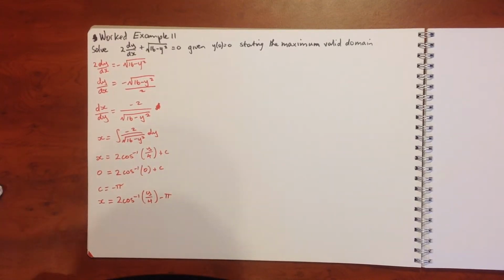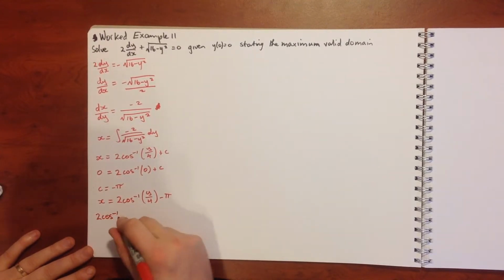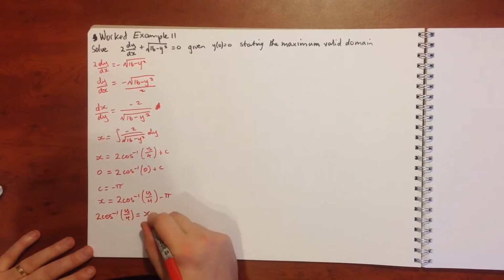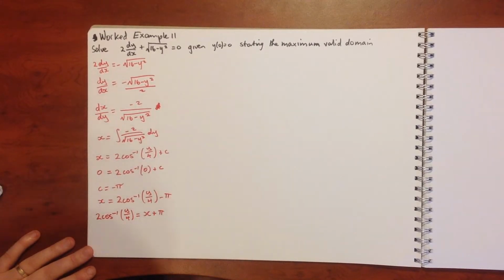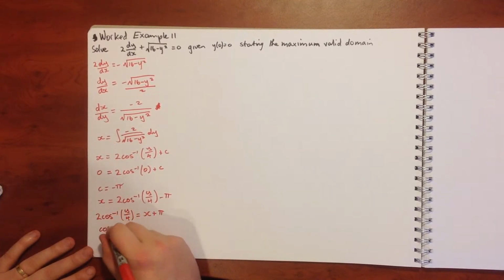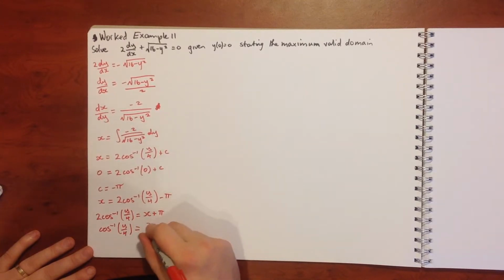Now we've got to look at rearranging our equation. So we can say 2 times the inverse cos of y on 4 equals x plus pi, and we can divide that by 2 and say that we've got our inverse cos of y on 4 is equal to x plus pi on 2.